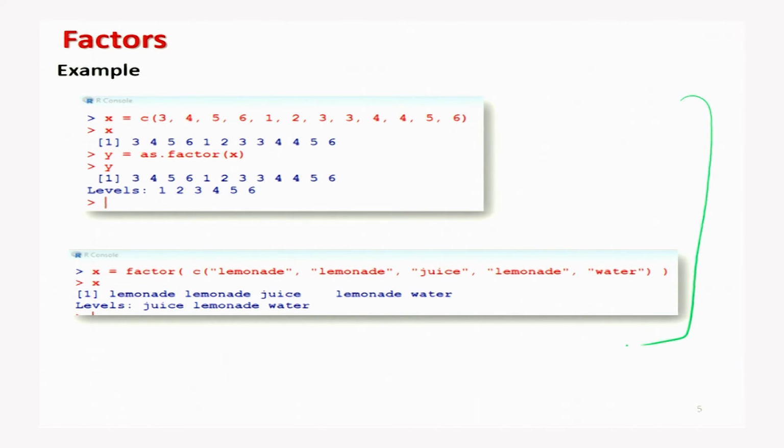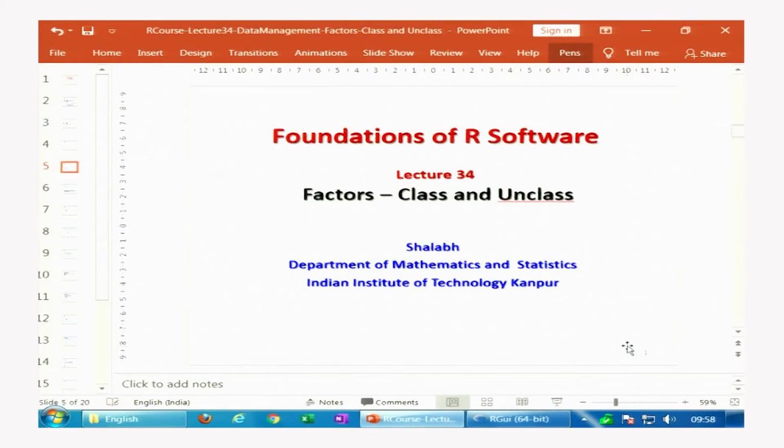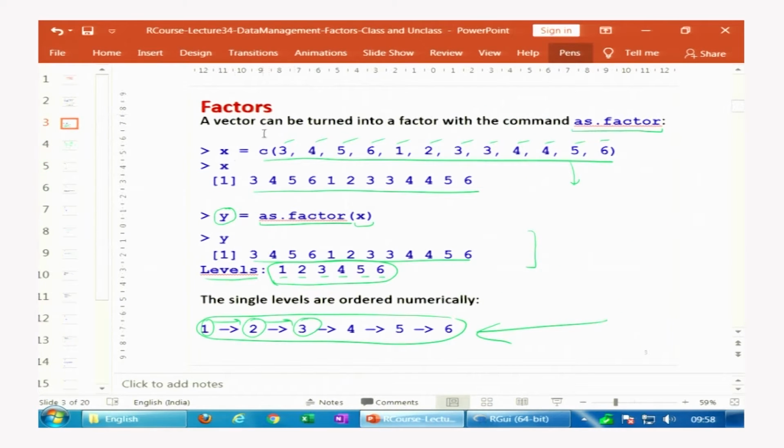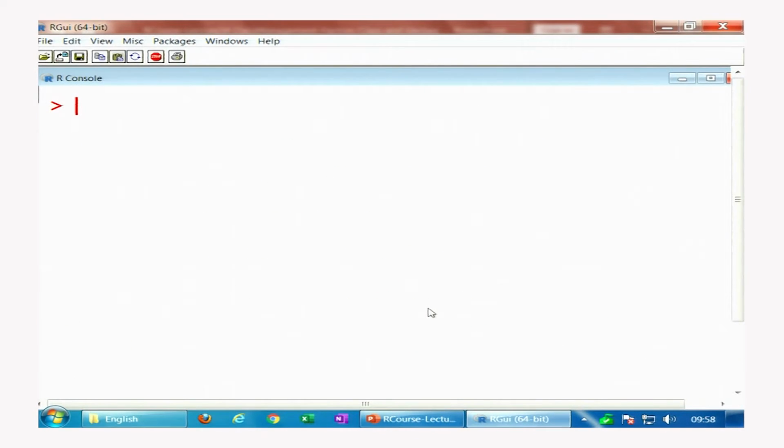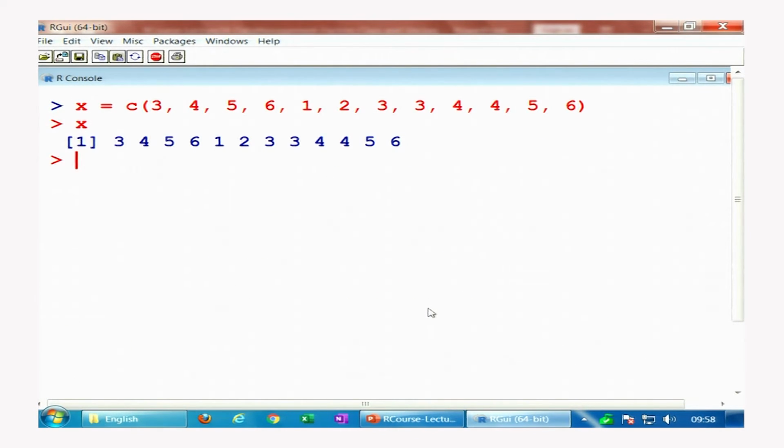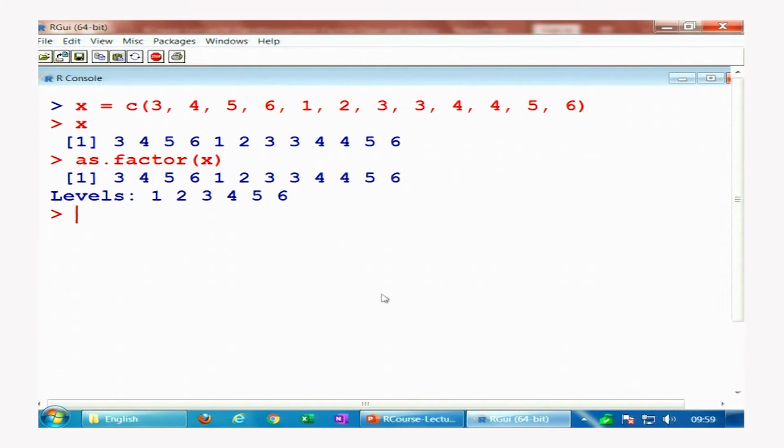Let me show you these operations on the R console also, so that you become more confident. Here we can see this is your x. But if you try to convert this x into a factor, then you have to write as.factor(x), and you can see that these values have been arranged like this. The different labels have been assigned to this data vector.